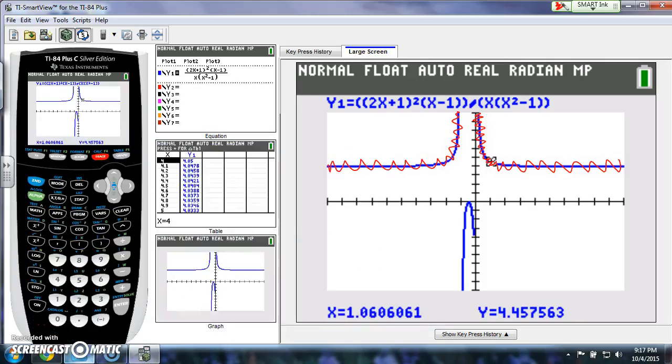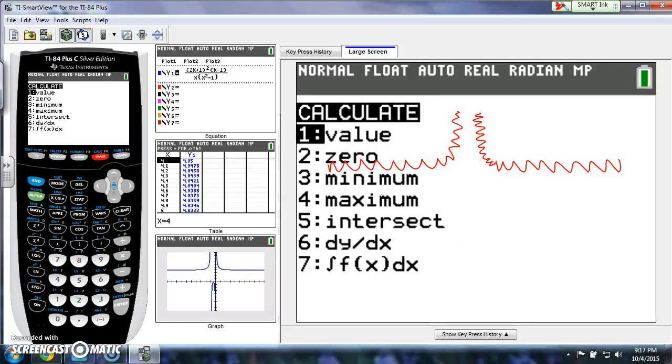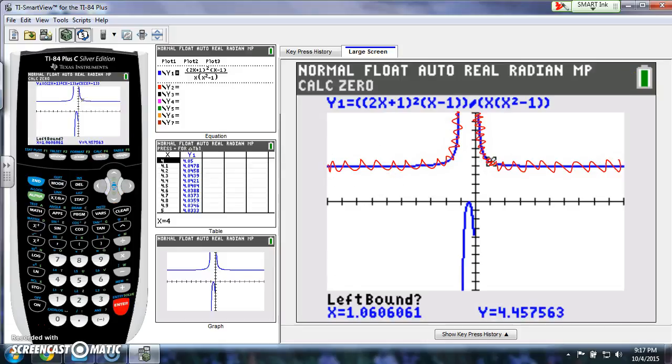Now the only thing that I didn't consider here is this point right here. So we need to find out if that's touching the x-axis right there. So let's use the calculate feature, and let's calculate the 0 if there is one. Put it on the left side. There we go. Press enter. Put it on the right side. There we go. Press enter. Best guess. And it looks like there is a 0 at -1/2.